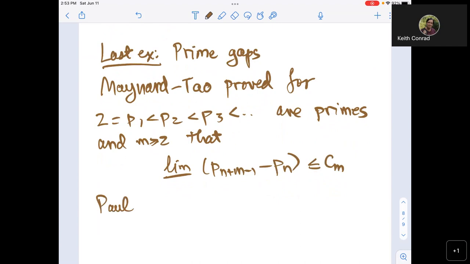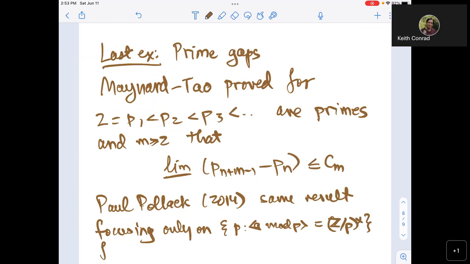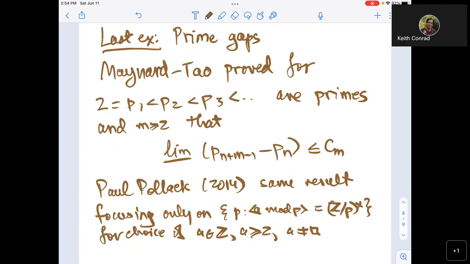And so, for example, Paul Pollack showed in 2014 the same result, focusing only on the primes p for which some number A generates the units mod p. So if you only focus on the primes for a choice of A that's not, say, negative 1 or 2 and not a perfect square, Artin says there should be lots of these primes. So not using GRH, but using the Chebotarev density theorem with error term, he was able to show that, just on these primes, infinitely often, m-tuples have bounded gaps.